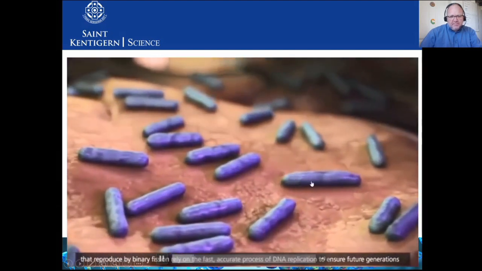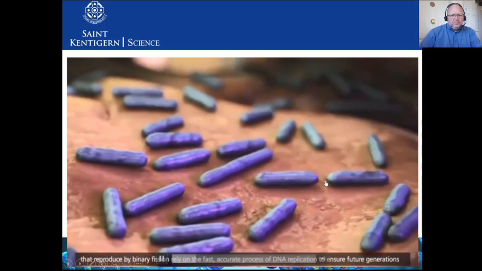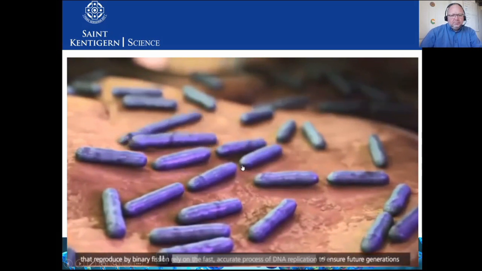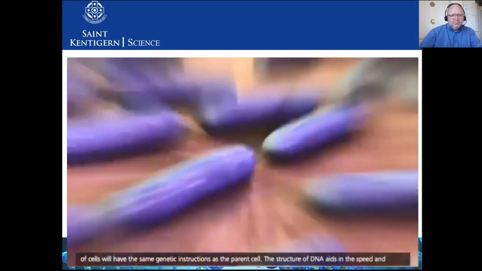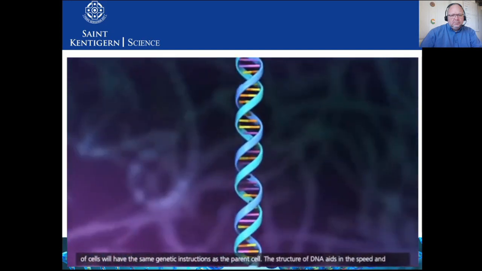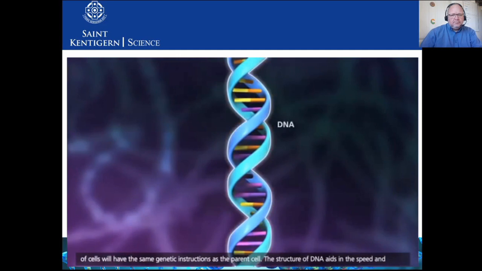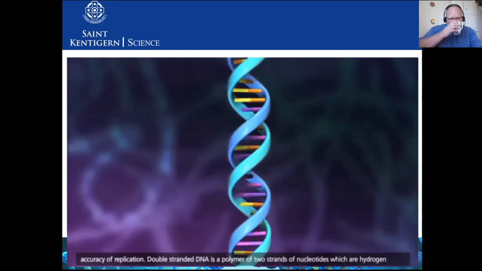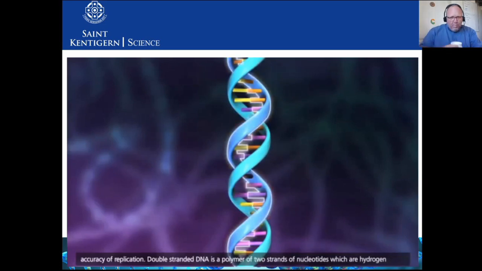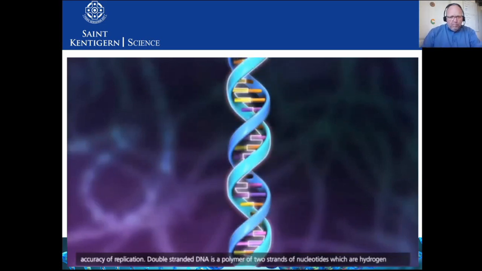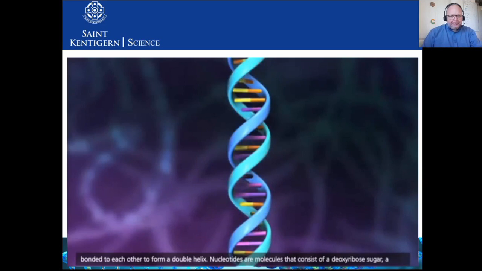Prokaryotic cells reproduce by binary fission and rely on the fast, accurate process of DNA replication to ensure future generations of cells will have the same genetic instructions as the parent cell. The structure of DNA aids in the speed and accuracy of replication. Double-stranded DNA is a polymer of two strands of nucleotides which are hydrogen bonded to each other to form a double helix.